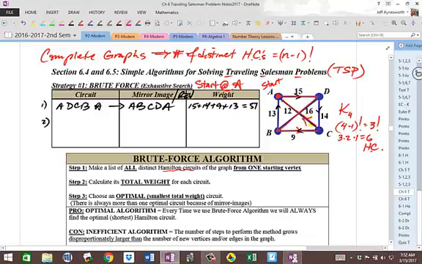Okay, let's write that one down. So A, D, B, C, and then back to A. Its mirror image, or the reverse, would be A, C, B, D, A. All right, but what is the weight of that one?